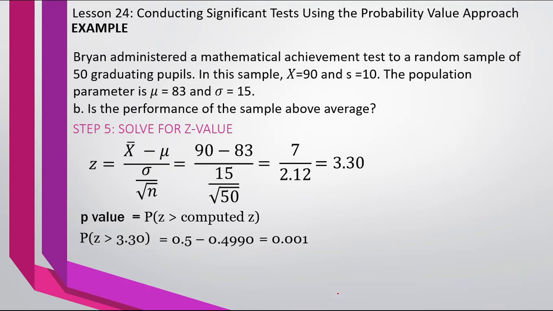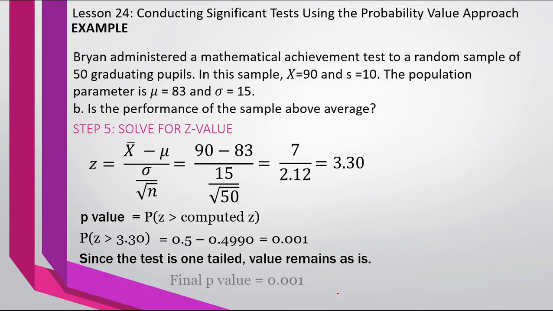Bakit hindi na natin i-multiply ng 2 kagaya ng kanina? Kasi ang test natin ay one-tailed test lang. Therefore, hindi no need to multiply it by 2. Kuha ba? Kuha. Very good. The test is one-tailed. The value remains as is. So, next tayo. Yan ang final p-value natin. That is 0.001. Ano na next step?